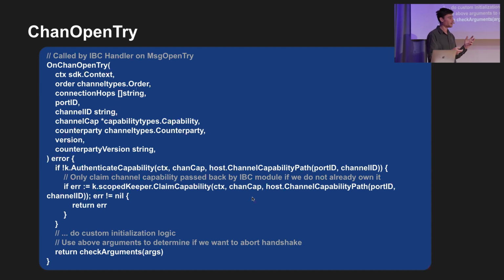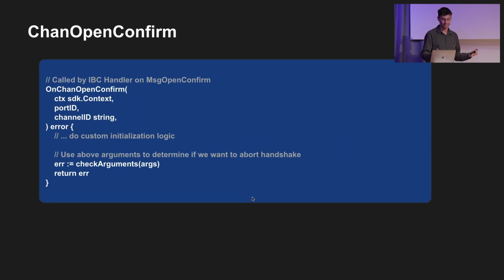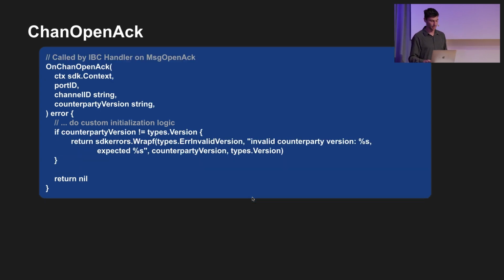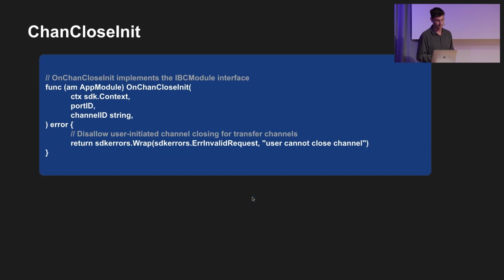And then, trying not to make it too elongated, you have the acknowledgement, which is much the same, and the confirm. I don't think we need to go into too much detail about these. In fact, when it comes to the transfer module, the acknowledge just checks the counterparty version, and the confirm just returns. Once it's confirmed, there's nothing else you need to do. So in many cases, these are very simple to fill out. And then we have when you're closing.